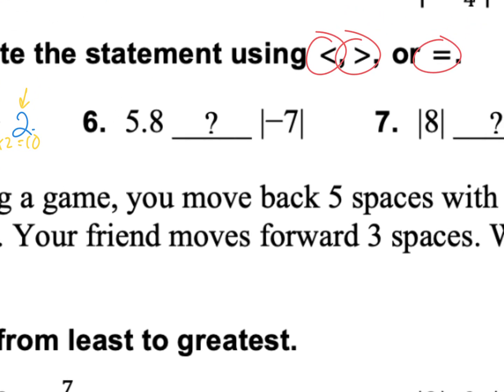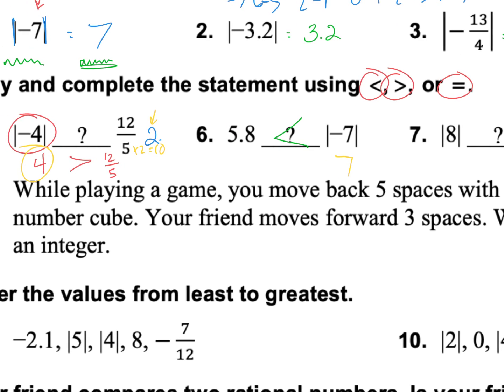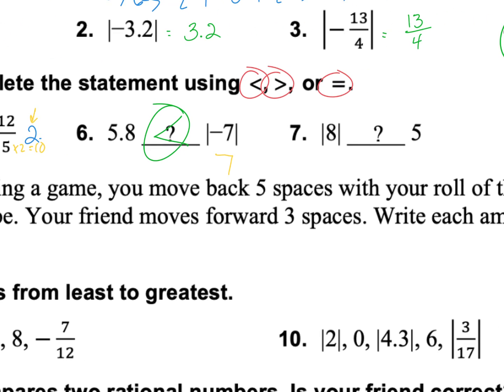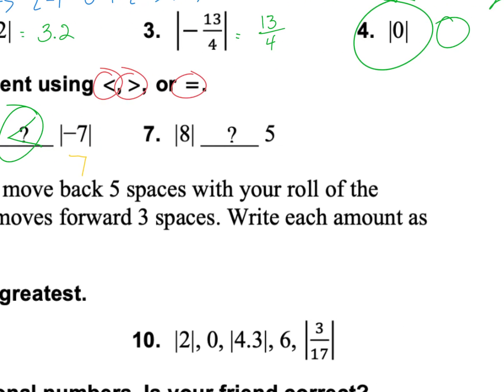Okay, 5.8 and the absolute value of negative 7. Well, this is 7, so this is going to be less than. So here's my answer here. 5.8. By the way, I forget that I like to point. I'm pointing with my pen, but you can't see me pointing because it's a video. 5.8 is less than 7. Okay. Then we have the absolute value of 8. That's pretty easy. That's 8. And 8 is definitely greater than 5.